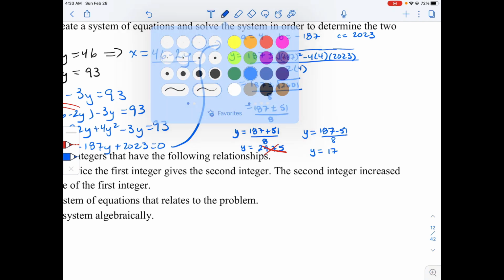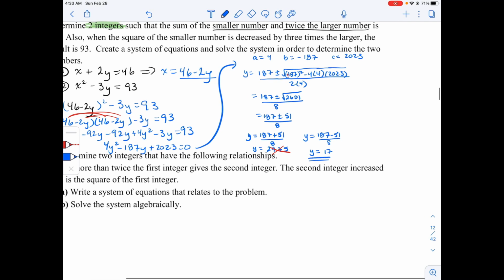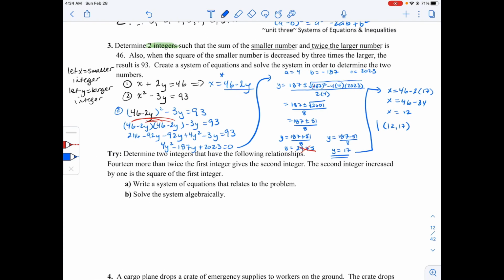And so to find our solution here, we're looking for our other value for this solution. We've got the y coordinate, but we need the x coordinate. So I'm going to go back to this equation up here. x is 46 minus 2 times 17. Okay, so x is 46 minus 34, and x is 12. So our final solution is 12, 17. Okay?